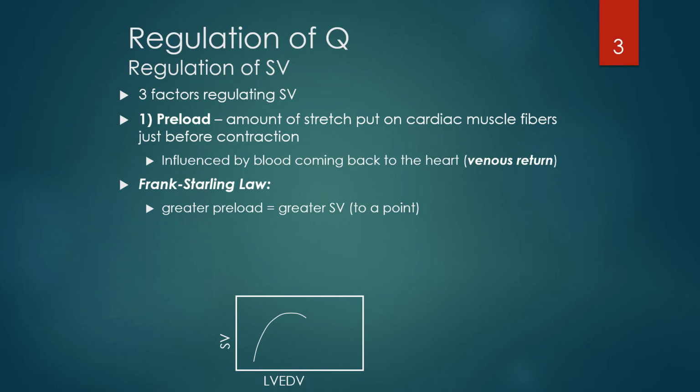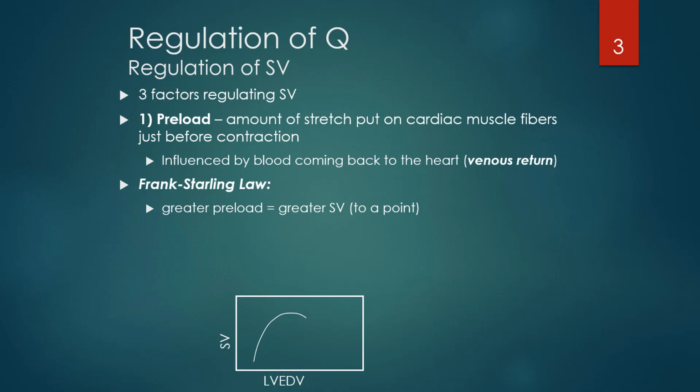So we're going to start with preload. Preload by definition is the amount of stretch put on cardiac muscle cells before they contract. And if you think about it, what makes the cardiac muscle cells contract more is that the heart is filling up more. And that blood coming back to the heart in the venous circulation is commonly referred to as venous return. So the more venous return you have coming back to the heart, the more the heart fills up, thus the more stretch on the cardiac muscle cells, thus the more preload.